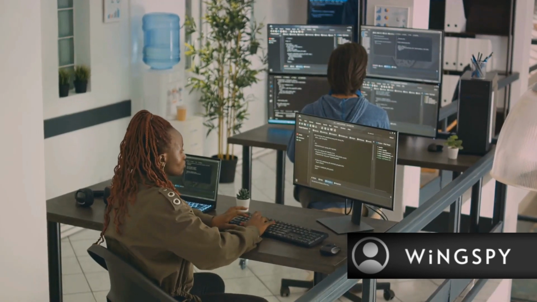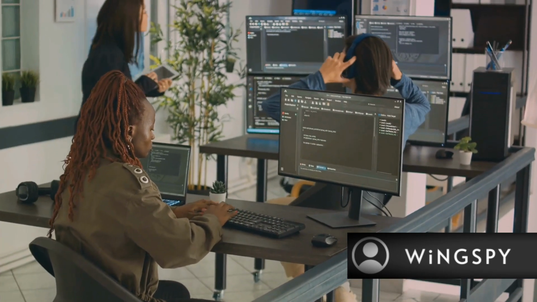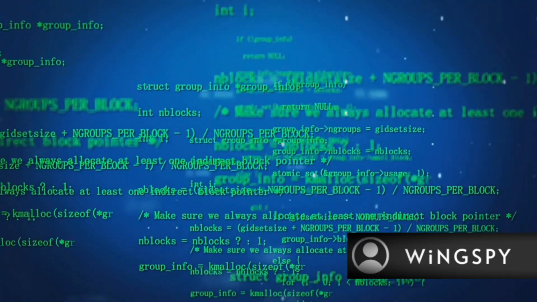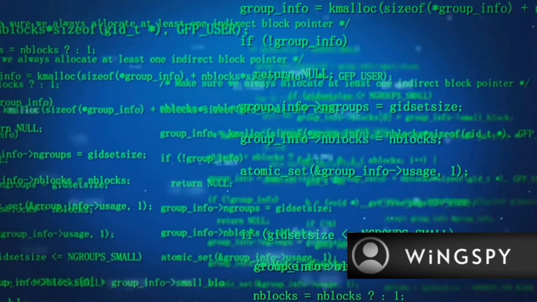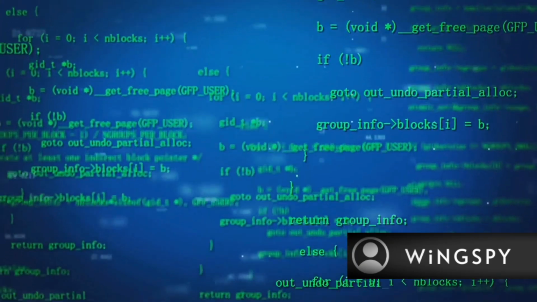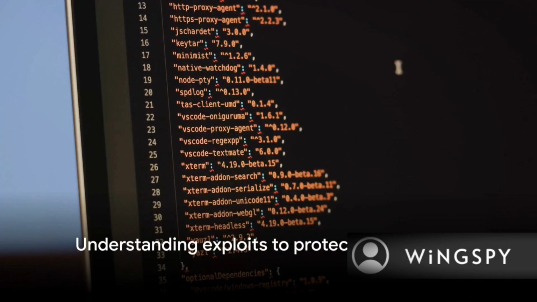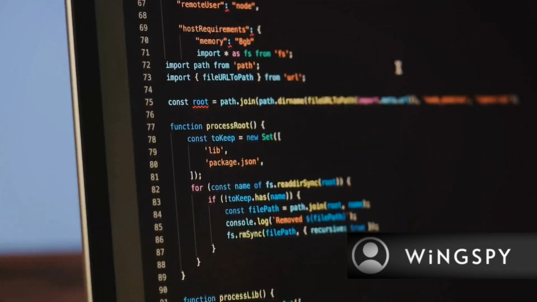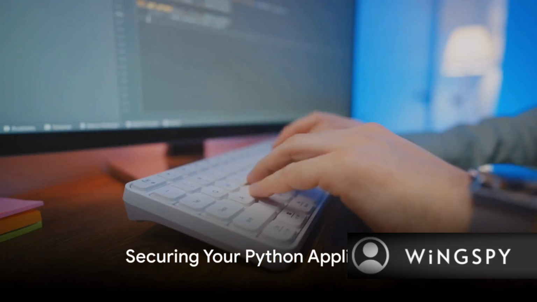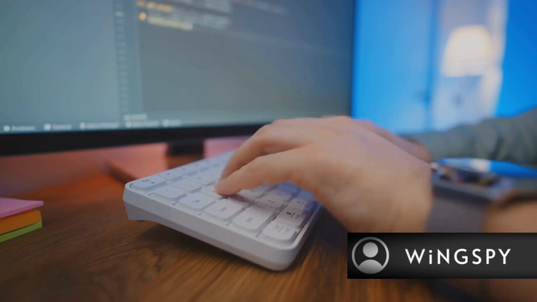In conclusion, exploiting Python vulnerabilities largely relies on manipulating untrusted user input and exploiting features like eval or insecure deserialization. By understanding these potential threats, developers can better anticipate and mitigate these vulnerabilities. Remember, understanding these exploits is not about misusing this knowledge, but about knowing how to protect your applications. Now that we know how to identify and exploit vulnerabilities, how can we secure our Python applications?